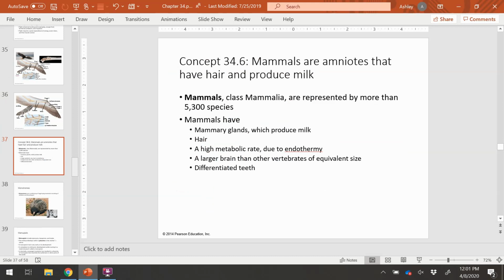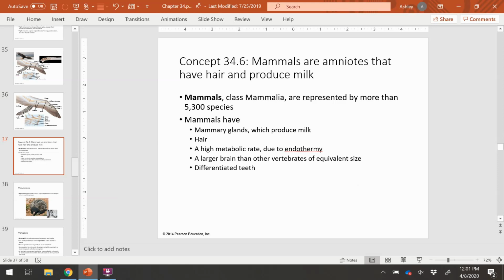Moving to mammals is our next group. And they have more than 5,300 species. So what unites mammals is that they have mammary glands that make milk and hair, and they're all endothermic, usually a larger brain, and usually differentiated teeth.